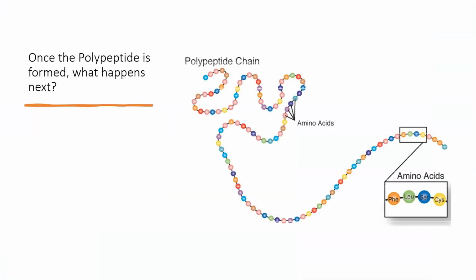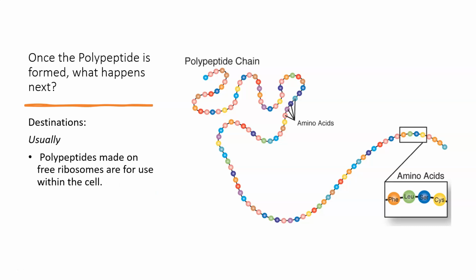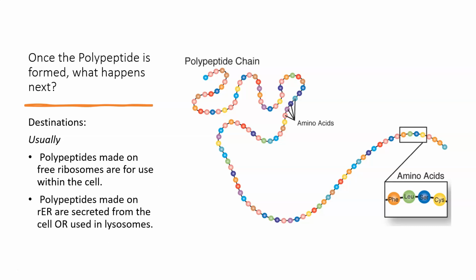All right, so what happens once our polypeptide is formed? What's next? So they can go to various destinations. Usually polypeptides are made on the free ribosomes. They are for use anywhere within the cell. Polypeptides made on rough ER are secreted from the cell or used by our lysosomes.